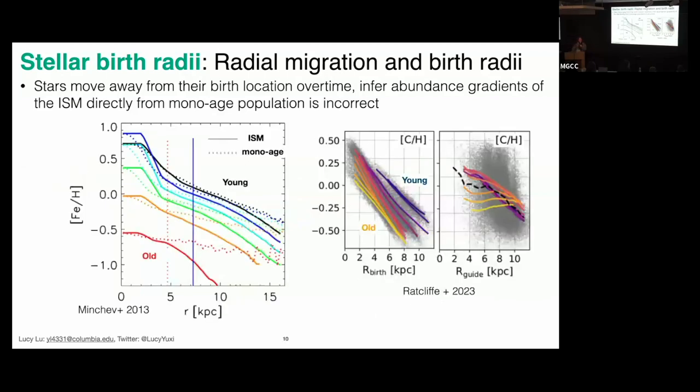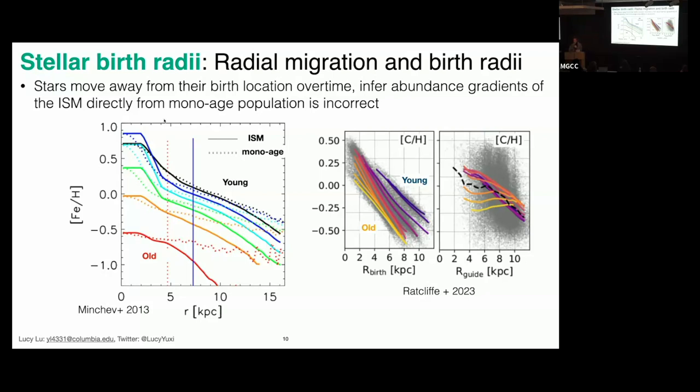This is seen in simulations and in the data. On the left is a chemodynamic simulation showing metallicity versus radii for different ages of stars, shown in the dotted lines. You can see that this looks really different from the ISM at that look back time, which is shown by the solid line. So you can see that in order to infer the ISM metallicity gradient, you will need to take radial migration into account again.